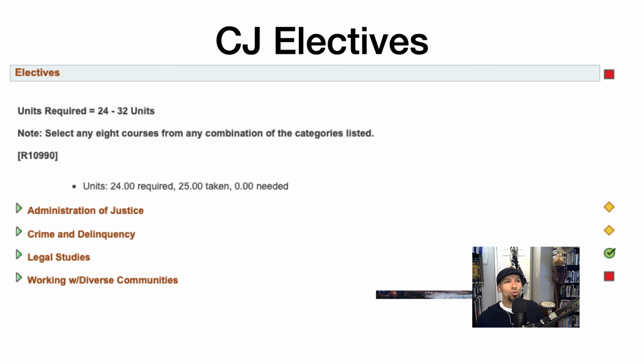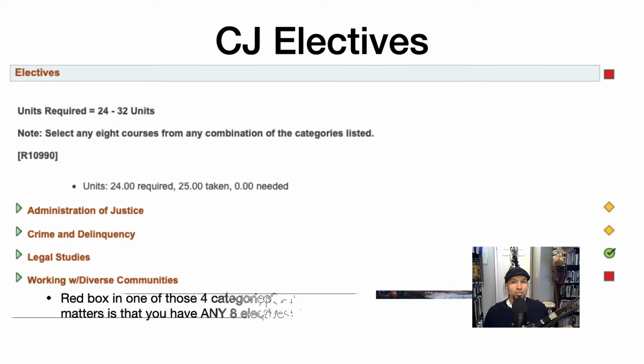And when you look at your degree progress report, which is an online tool on Gateway that allows you to see how you're progressing on your non-major university requirements and your major requirements, you'll see something like this. This is for the CJ major. And you'll see the 4 elective areas. Remember, if you've got a red box in one of those 4 categories when it comes time to graduation, that should have been worked out.